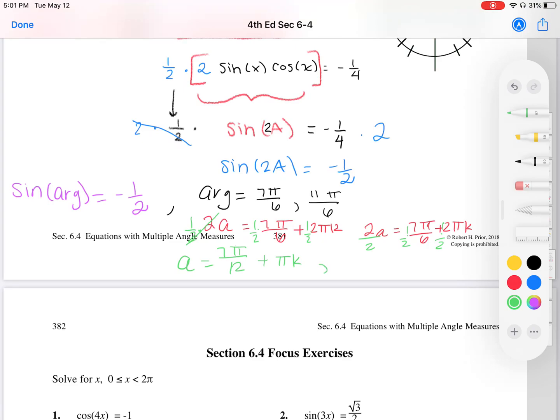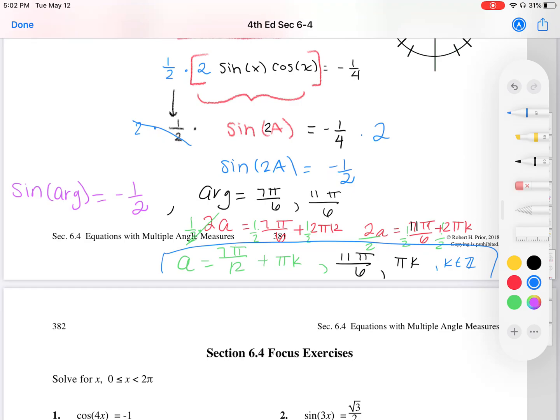And I wrote 7 pi over 6 twice. One of them should have been 11 pi over 6. And now we have 11 pi over 12 plus pi k. That's your answer, and you must say that k is within the integers. There we go.